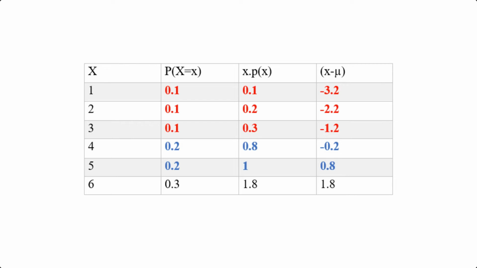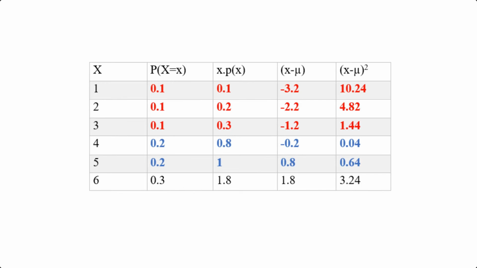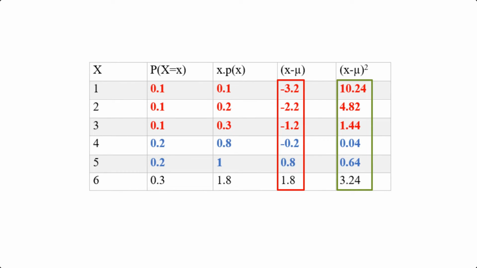Now the next step is for us to get the square of the deviations, that is (x minus mu) all squared. So we have minus 3.2 all squared, that gives us 10.24. Minus 2.2 all squared, that gives us 4.84. And we do that down to 1.8 all squared, which gives us 3.24.